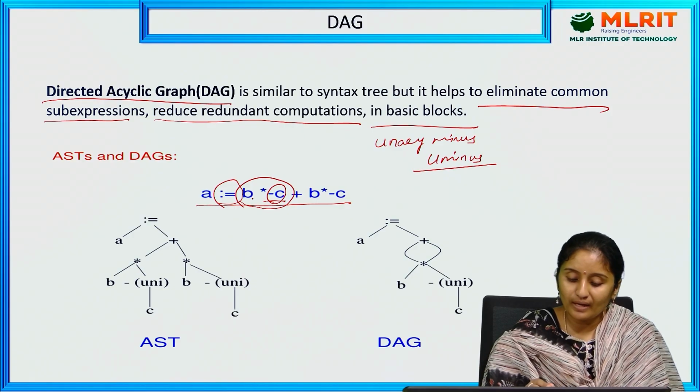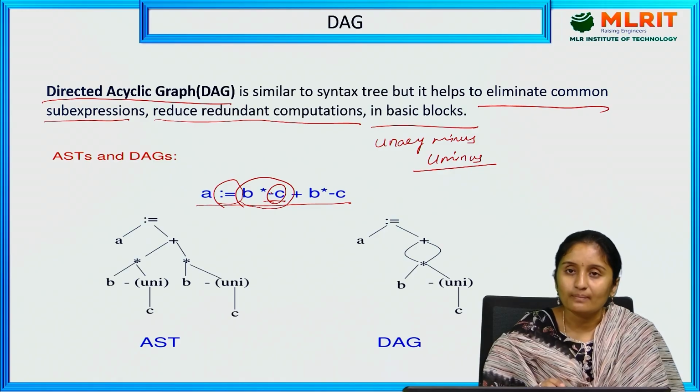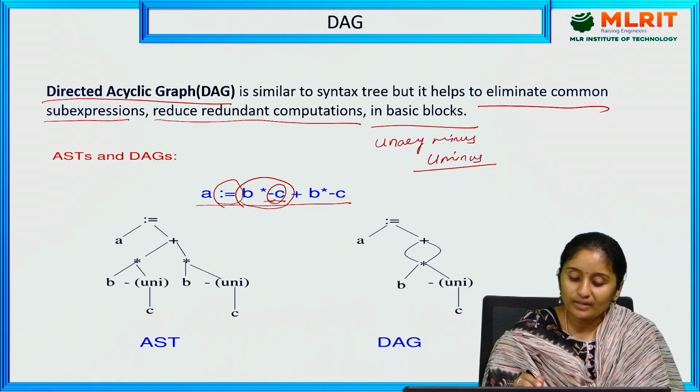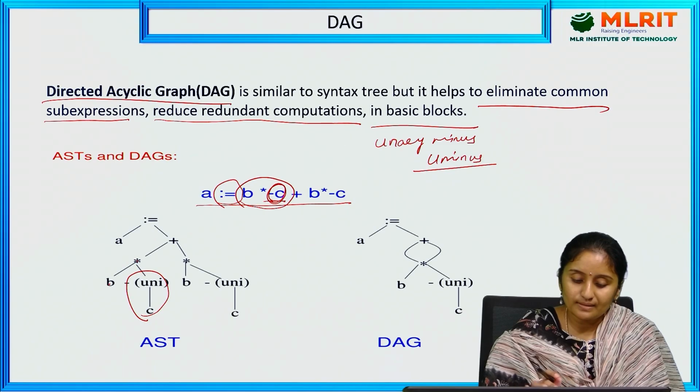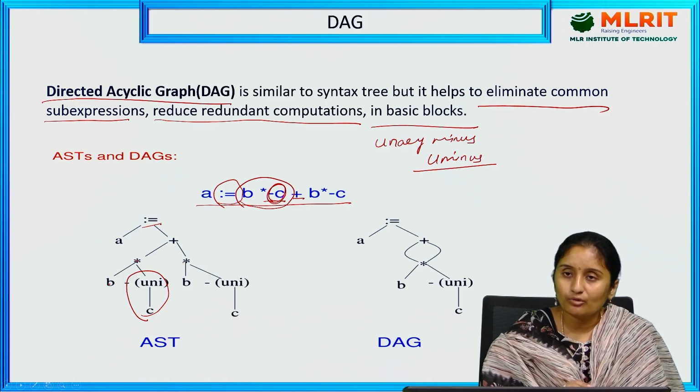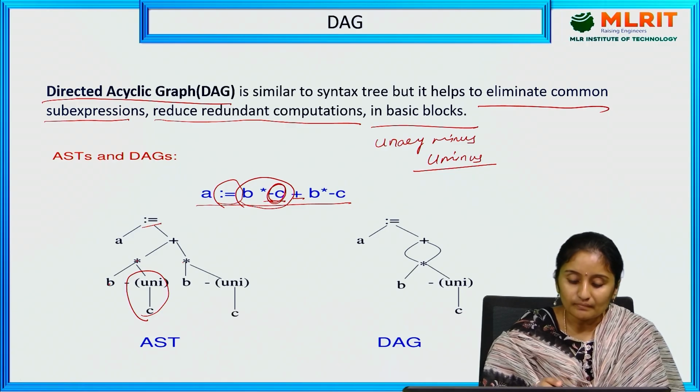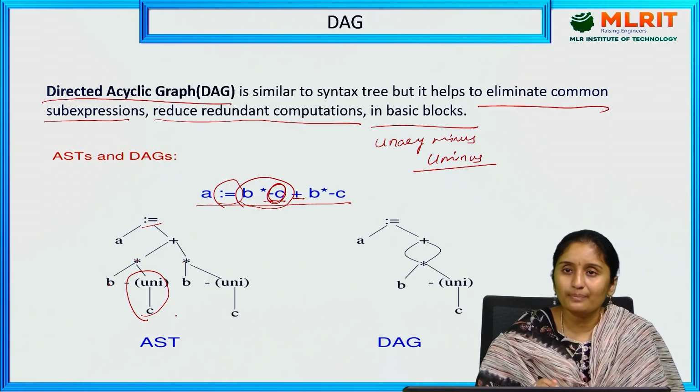So, first we construct B into minus C. For that, I first have the unary operator, minus C, then B into minus C. The next one is plus B into minus C. A equal to is the assignment operator. So, this is the abstract syntax tree.